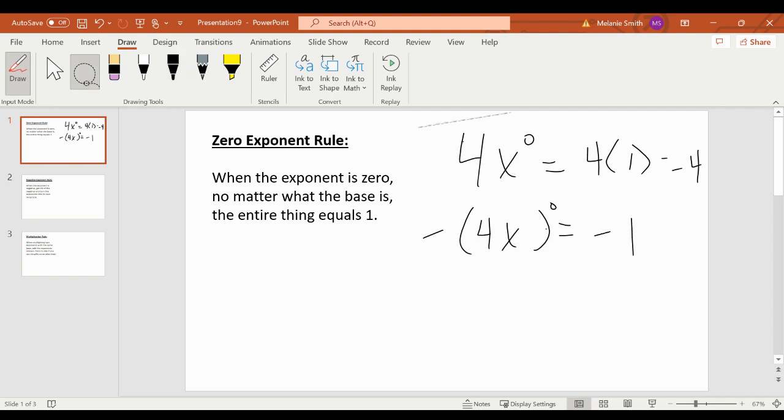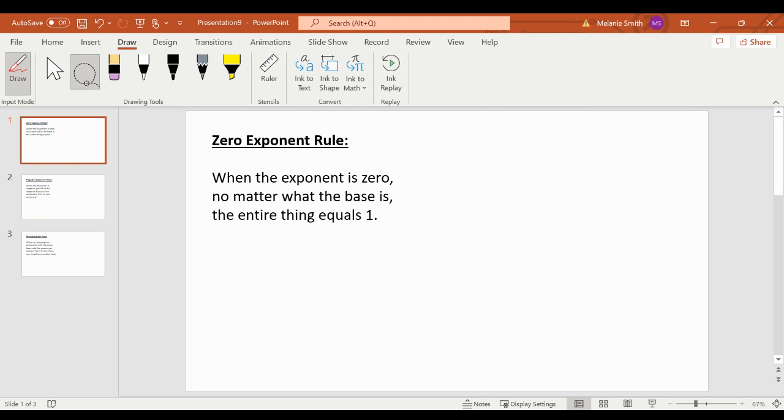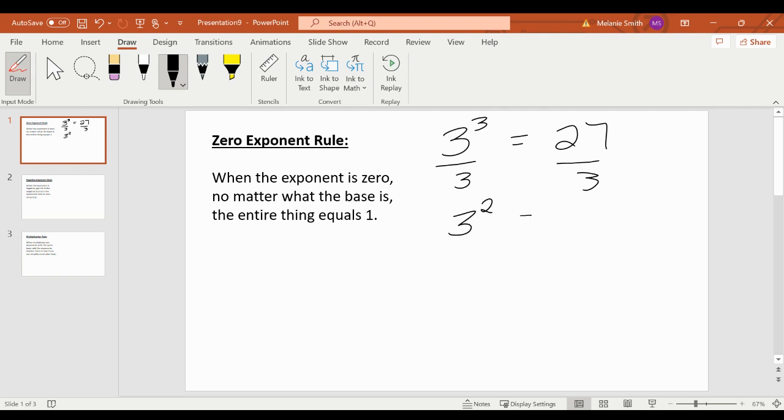Okay. But the reason that all this to the 0 power stuff works is because I am taking, let's say, 3 to the second power. Let me do this in a different spot though. Let's say I've got 3 to the second power. Let's go even further. 3 to the third power. 3 to the third power is 3 times 3 times 3. That's 27. If I divide both of those things by 3, now I've cut that down to 3 squared.